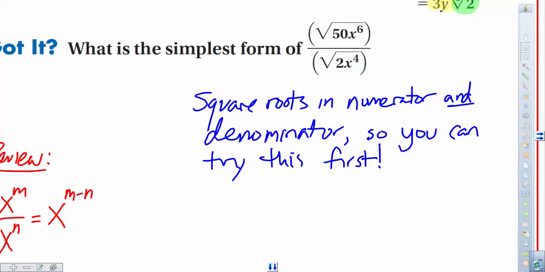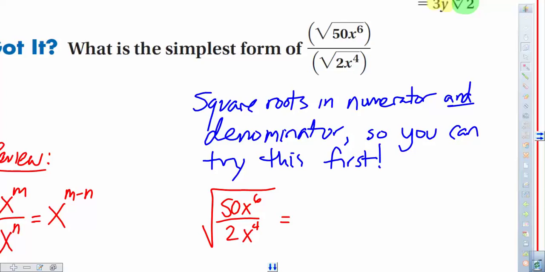So how about I get the setup going for you and then we'll pause the video. Because they're both square roots here, I have essentially the same thing as this. 50x to the 6th divided by 2x to the 4th. Alright, let's pause that video, give yourself some time to work, and then see if you can simplify that square root. Okay? Good luck.